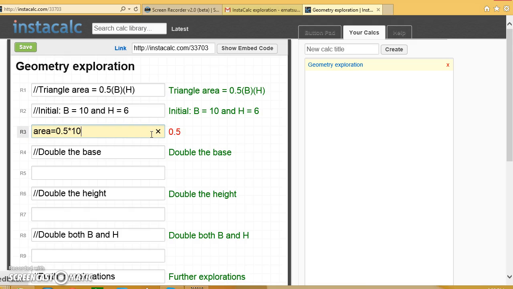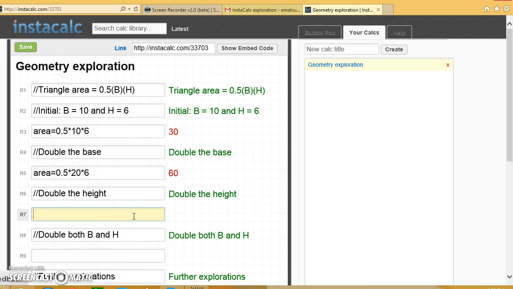0.5 times 10 times 6. And we see that the initial area, the initial triangle's area is 30. Now what happens if we double the base? The area equals 0.5 times, now if I double the base, I get a base of 20 times 6, and that gives me an area of 60.